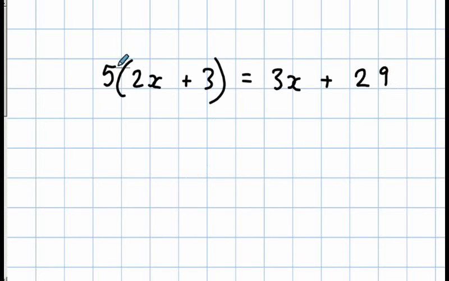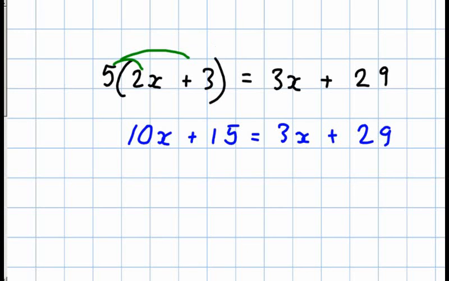Our first thing we've got to do is to multiply out the brackets. You might want to look at how we get these if you're not sure. You do 5 times 2x. 5 times 2 is 10. 5 times 2x is 10x. Then we do 5 times plus 3. 5 times 3 is 15, but it was plus 3, so it's plus 15.